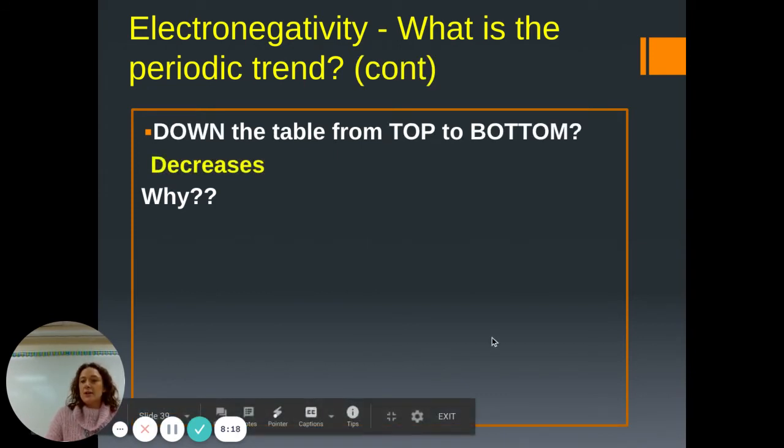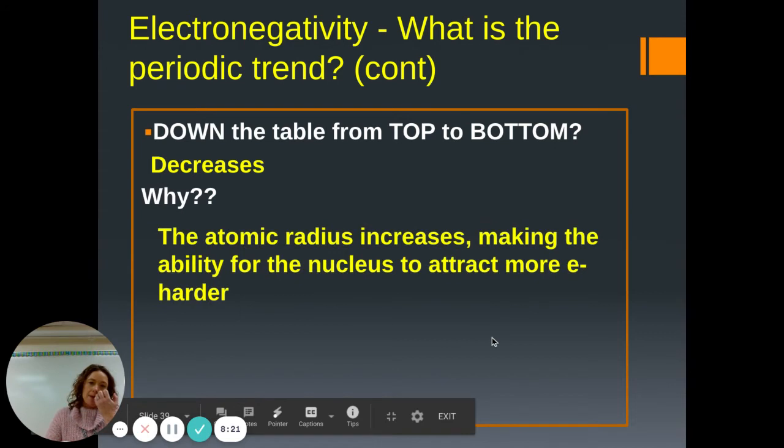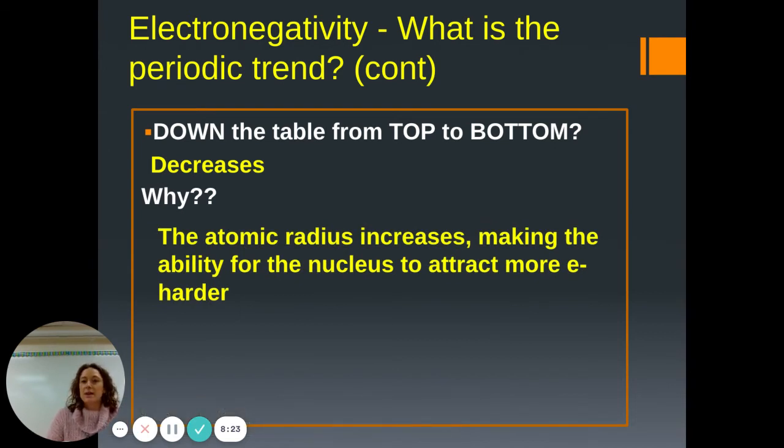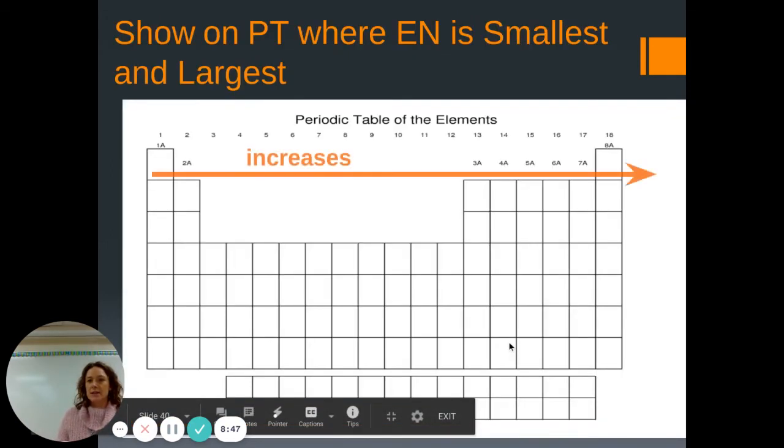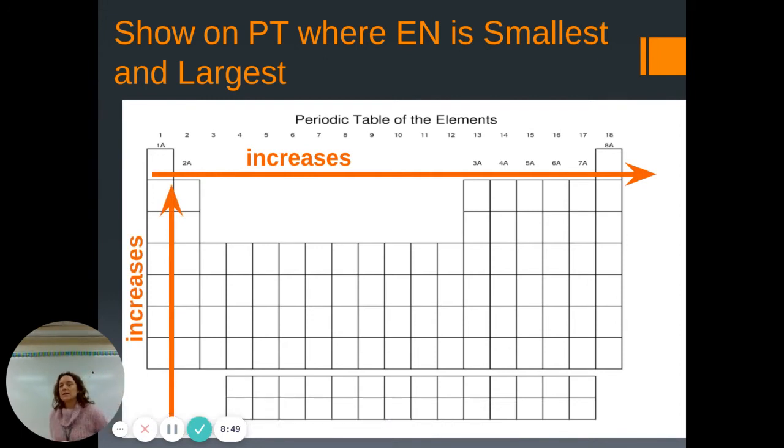And what happens as you go down? It decreases. Why? Atomic radius increases, making it harder for that positive nucleus to attract more electrons. As we go down, atomic radius increases because energy levels increase. Therefore, that positive tiny little nucleus has a harder time attracting more electrons into its core. It makes it harder, so it would decrease. Let's summarize it on a periodic table like this, and again, you're going to see why we are writing it like this with the arrows.